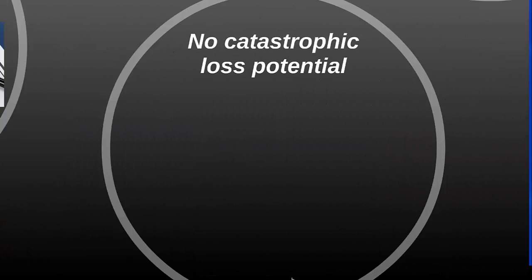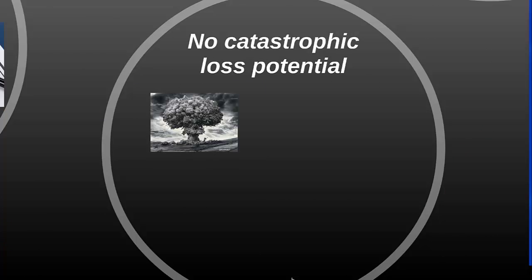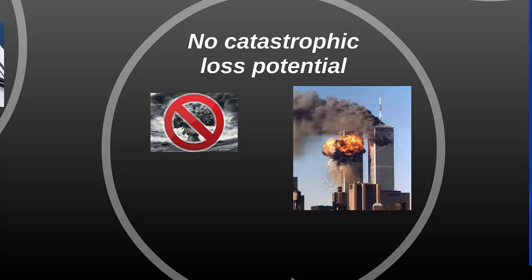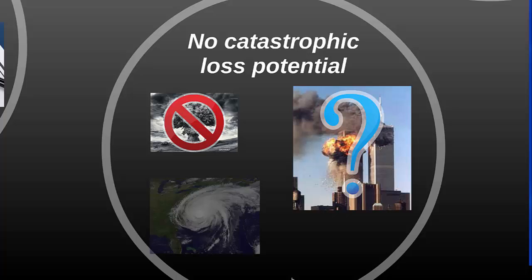There should be no catastrophic loss potential. Nuclear war, for example, would be catastrophic potentially, and therefore is non-insurable. Terrorism is potentially catastrophic, and in some cases this actually is insurable, but the insurance coverage that's provided is limited and it's often heavily reinsured through government terrorism insurance.